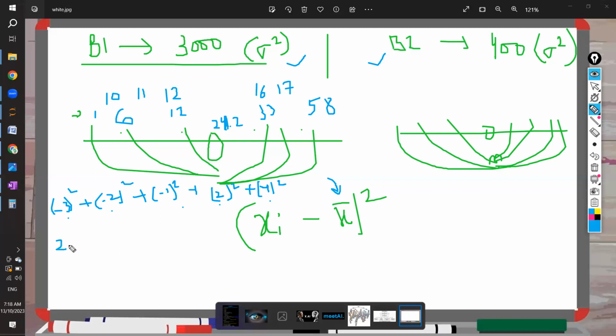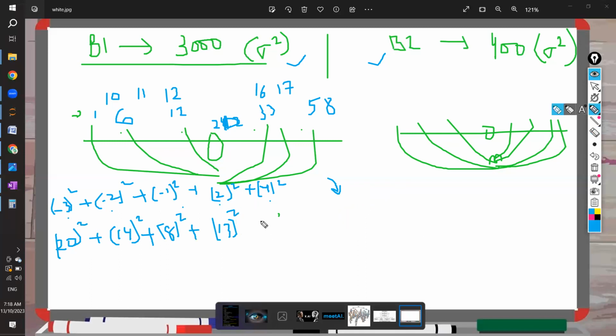Now if you see 21.2, what will be 21.2 minus 2? Roughly 20 square. And if I consider 20 roughly, 20 minus 6 will be 14 square. Agree? And next 8 square. Agree? And then 13 square, and next will be 38 square. Fine. Now see what's happening over here.